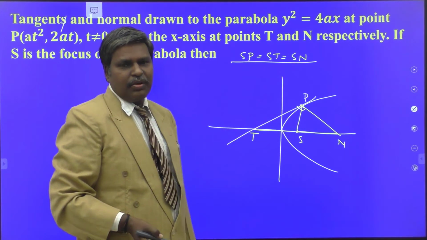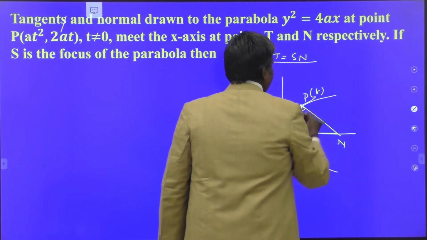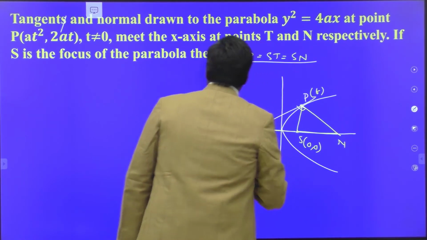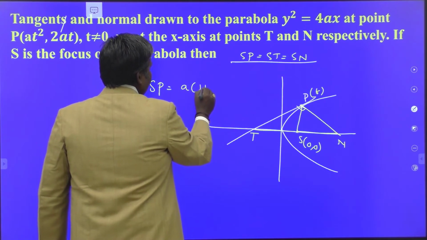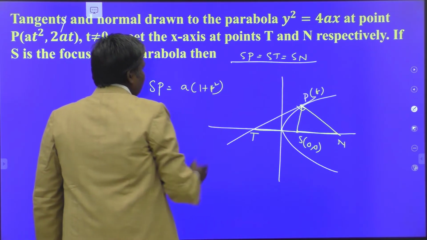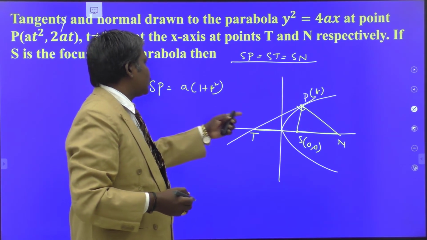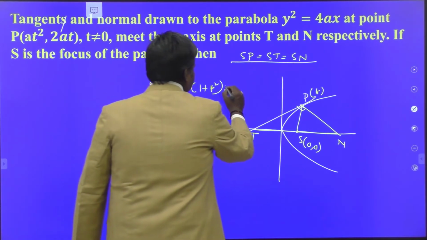They are asking this in this problem. It is very easy for you. What are the coordinates of P? P is (at square, 2at). S is what? (a, 0). Already you know that the focal distance SP is equal to a into 1 plus t square. Why? Focal distance is x1 plus a. What is x1 here? at square. at square plus a. That is a into 1 plus t square, SP.